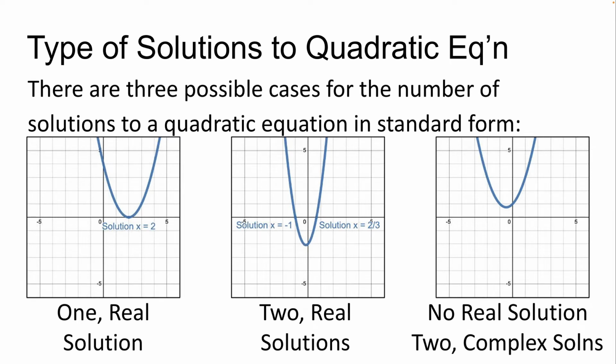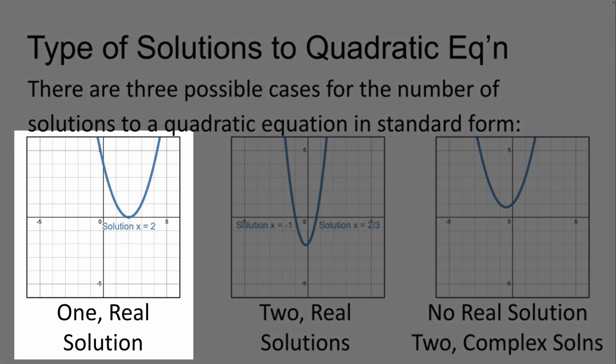Before we look at a few examples, let's look at the types of solutions to a quadratic equation. There are three possible cases for the number of solutions to a quadratic equation in standard form. It's important to remember that a solution to the quadratic equation in standard form is also known as the horizontal intercept of the parabola. On the far left of the screen, you can see an example of a quadratic equation that has exactly one real solution. This is where the graph of the parabola touches the x-axis at exactly one spot. In this case, there is one real solution, which would be the x-coordinate of the vertex.